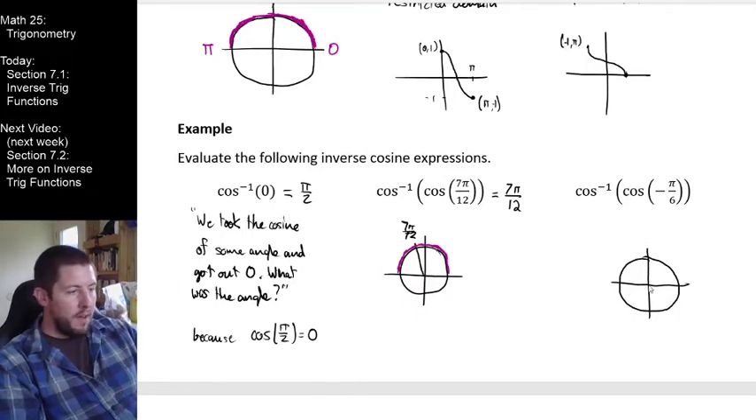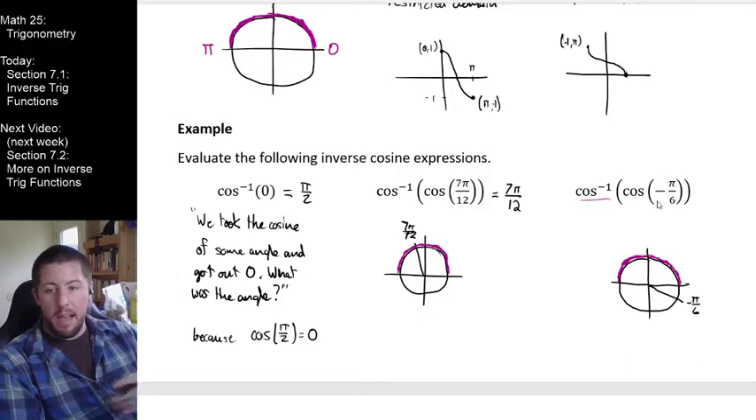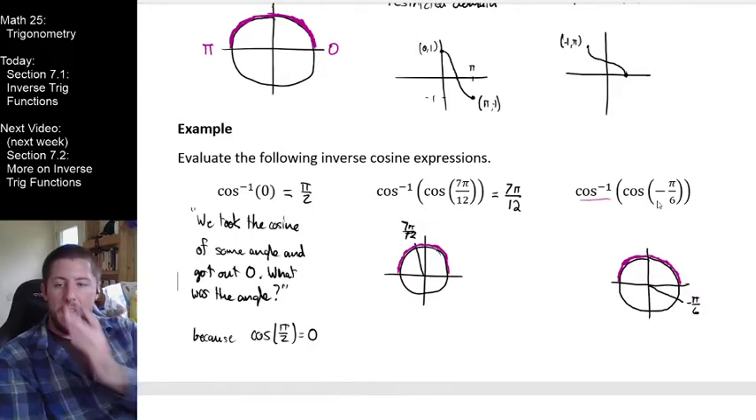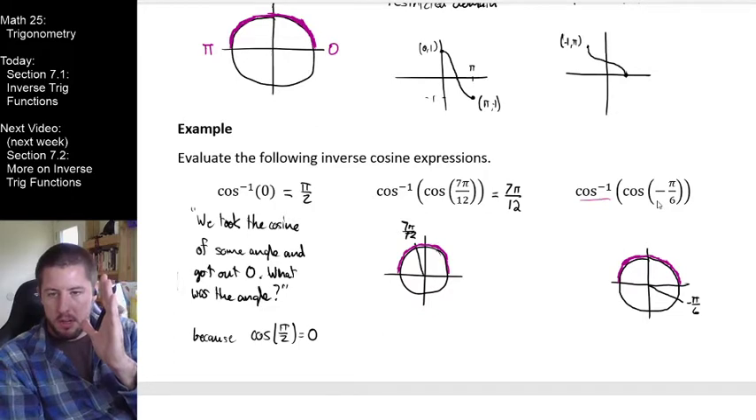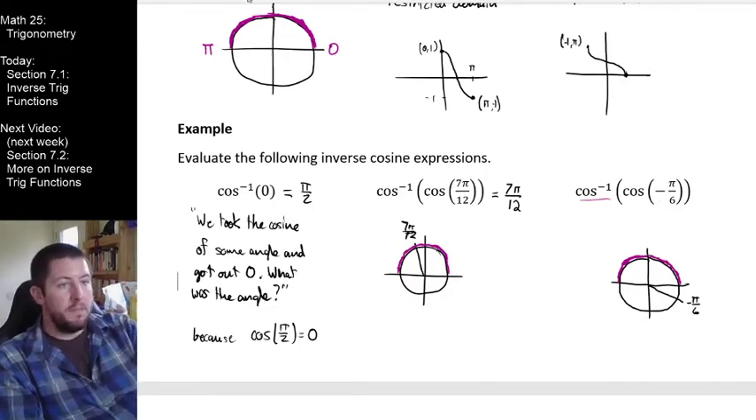Right? What we have here is a negative pi sixths, but what we are only allowed to give as an answer is something that lives in what we've all agreed is the only acceptable region for outputs from the cosine inverse function. So what we have to do is ask ourselves, what other angle has the same cosine value as negative pi sixths, but does live in our magenta region? We want to come up with an angle that's going to give the same amount of horizontal action on the unit circle, but does live in the magenta region.